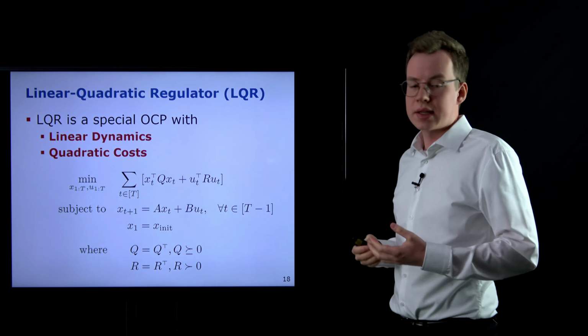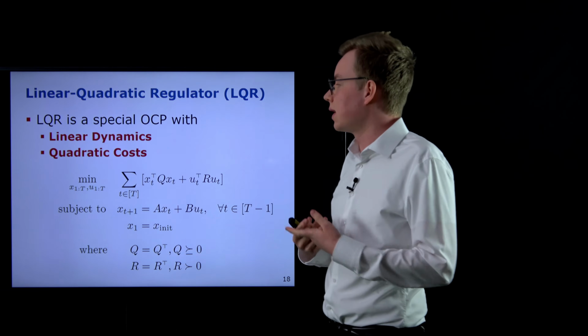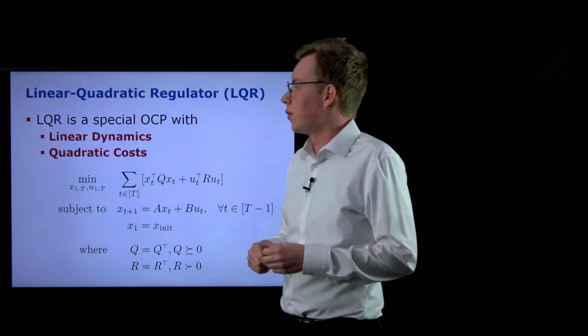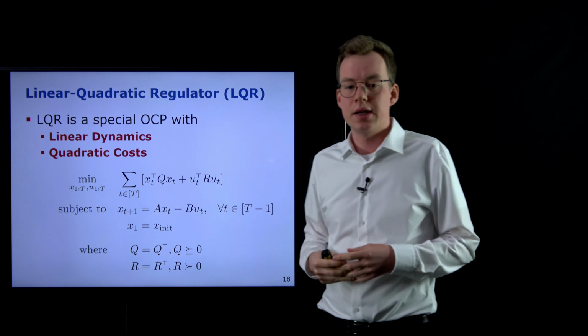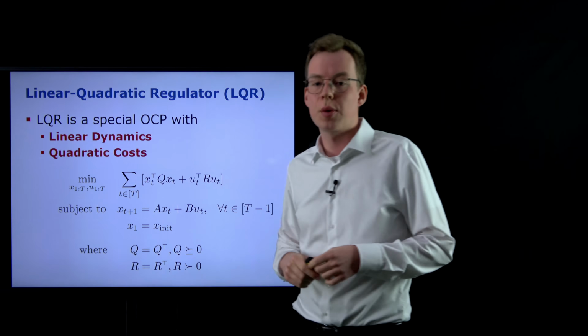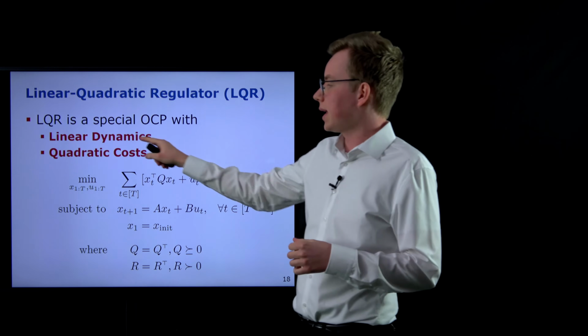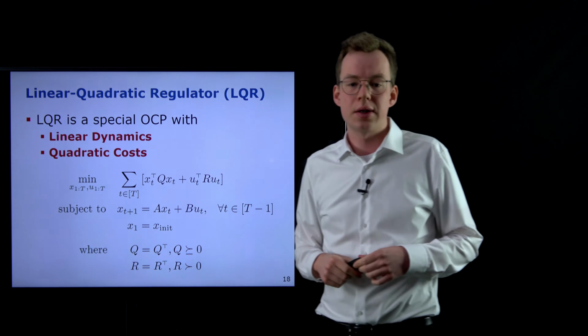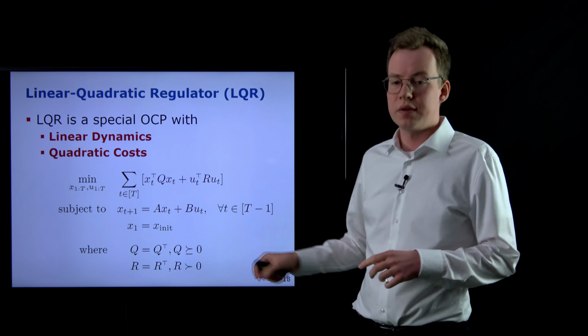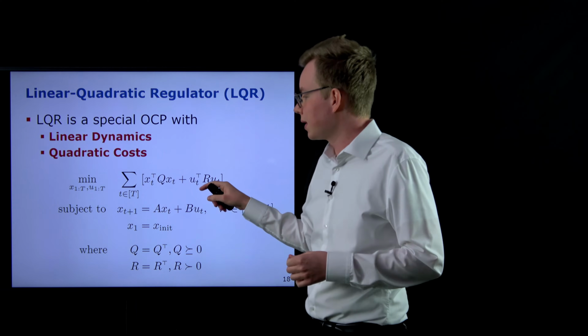And this kind of special case also exists in optimal control, which is called the linear quadratic regulator. And so the linear quadratic regulator is a special case of an optimal control problem where the dynamics are linear and the costs are quadratic. And so this is exactly the OCP that we've seen earlier, just with these additional assumptions.